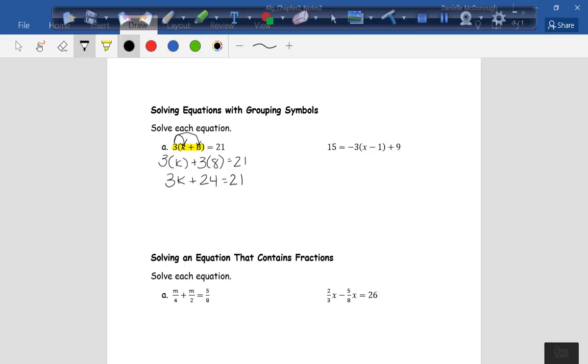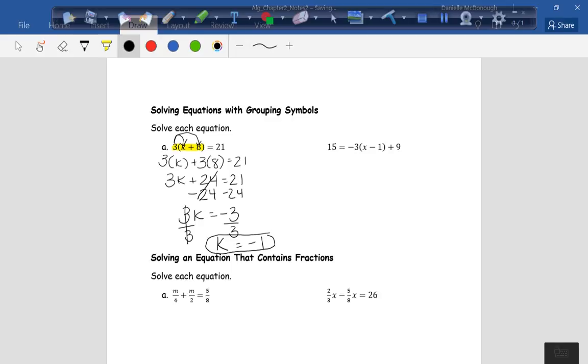And now we're just down to our two-step equation. Minus 24 on both sides. So I have 3k is equal to 21 minus 24 is negative 3. Divide by 3 on both sides. K is equal to negative 1. So you have to distribute first, and then you can solve it using your two-step equation.